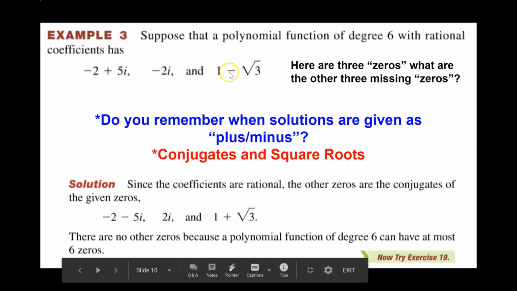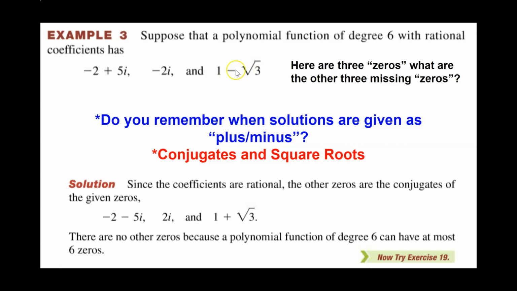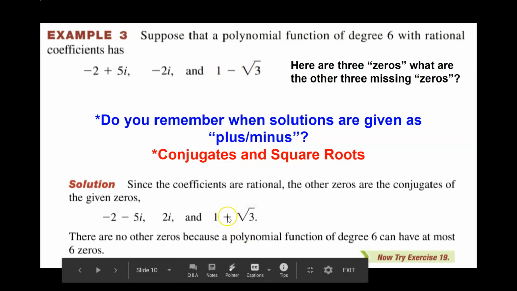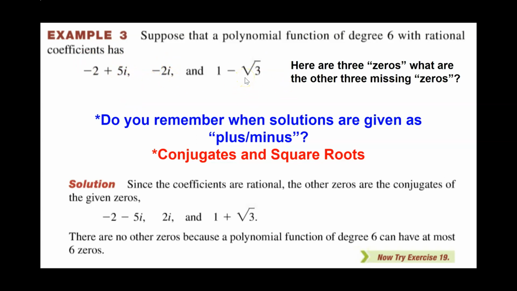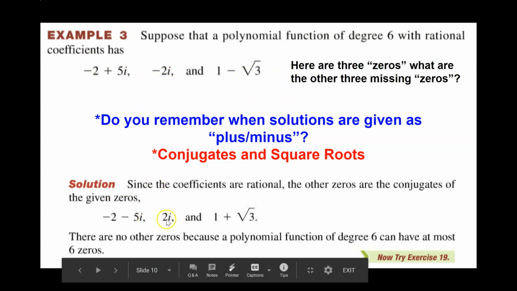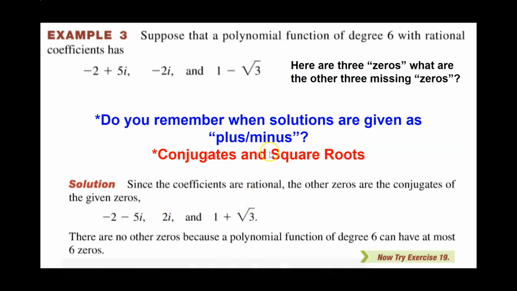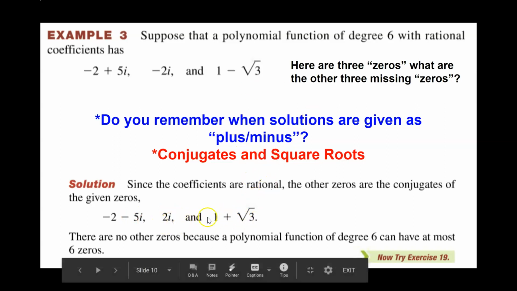If I give you a minus here, it should be a plus here for the conjugate. And remember, if you take the square root of anything, it's always going to be plus or minus. So we have a minus here, we have a plus here. So we have 1, 2, 3. That's the ones I gave you. And then we have 4, 5, 6. These were the ones considered to be missing.